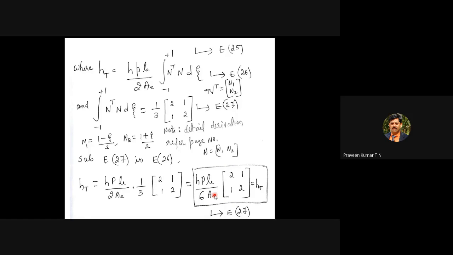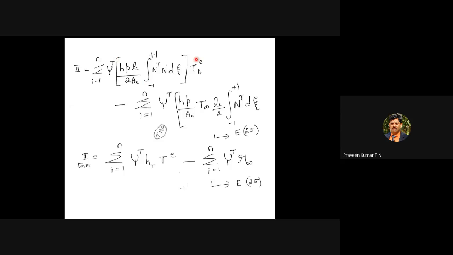The first term is the convective heat transfer matrix you will get. And the second term is nothing but how much heat is lost to the surrounding medium by convection. There are two terms. One is heat generation, where you are adding heat to the element. In thermodynamics or heat transfer, if you consider the control volume, heat is entering the system and heat is leaving the system. Here, heat leaving the system is by convective heat transfer, and heat entering the system is by conduction.